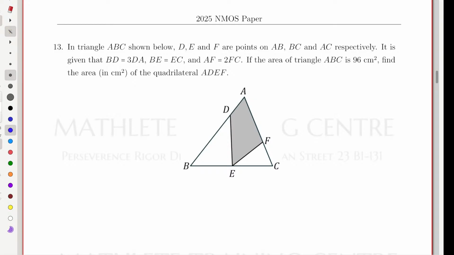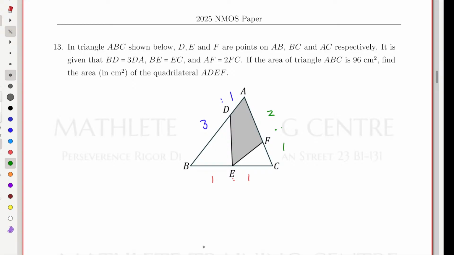Question number 13. In triangle ABC shown below, D, E, and F are points on AB, BC, and AC respectively. We have BD equals 3 times DA, so this is a 3:1 ratio. At the bottom, BE equals EC, so this is a 1:1 ratio. And on the right side, AF is 2 times FC, so that's a 2:1 ratio. They're given that the area of the triangle ABC is 96, find the area of the shaded quadrilateral ADEF.